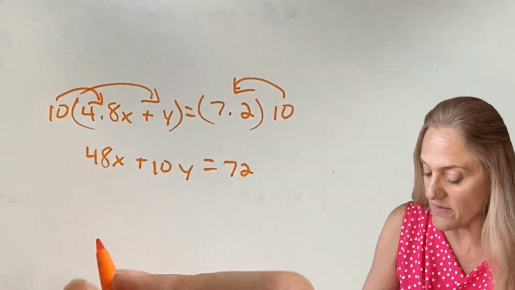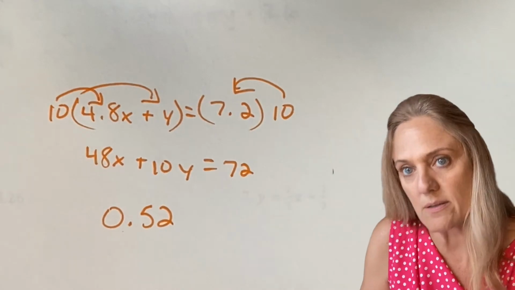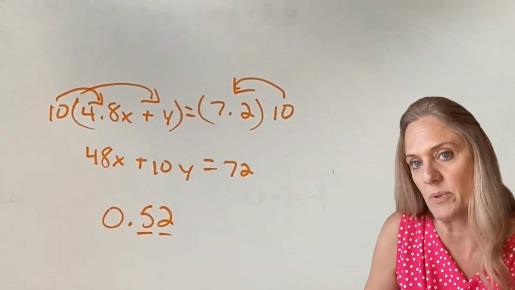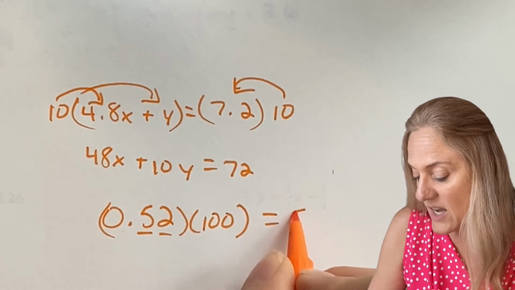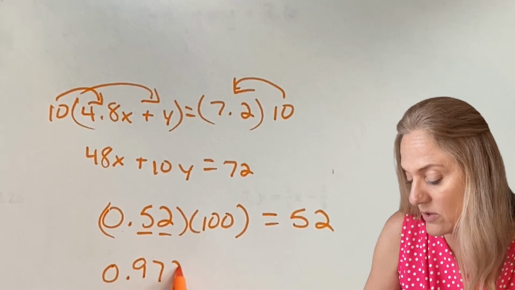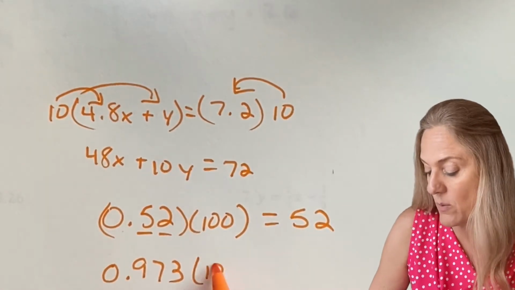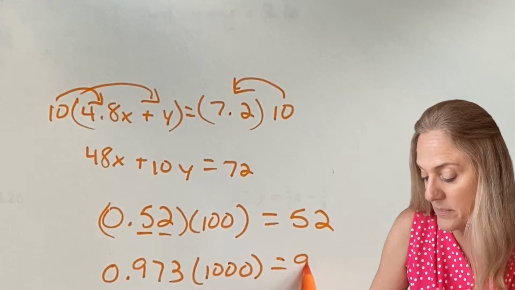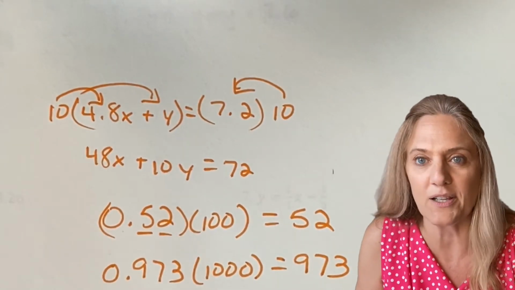What happens if I had something like 0.52? Well, that's 52 hundredths. So in order to clear 2 decimal places, I would have to multiply that by 100, in which case I would get 52. And likewise, 0.973, 973 thousandths. So multiply it by 1,000 and it would become 973. There's your quick tutorial on how to clear a decimal.